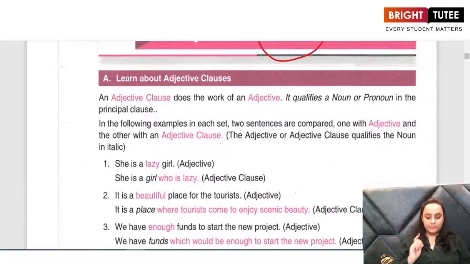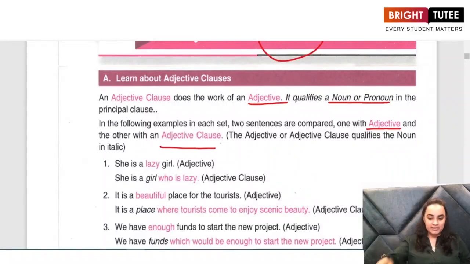An adjective clause does the work of an adjective because it is describing. It qualifies a noun or a pronoun in the principal clause. This is what we've learned. It is going to qualify, it is going to describe, it is going to tell us more about a noun or a pronoun in the principal clause. Now, in the following examples that we are going to read, you have an adjective in one and an adjective clause in the other. Just read the sentences now.